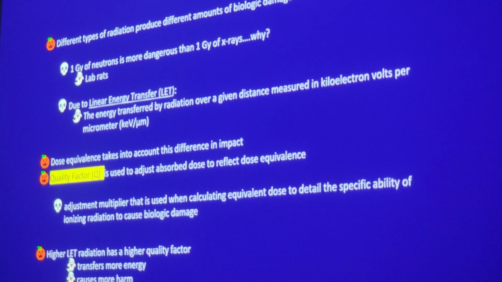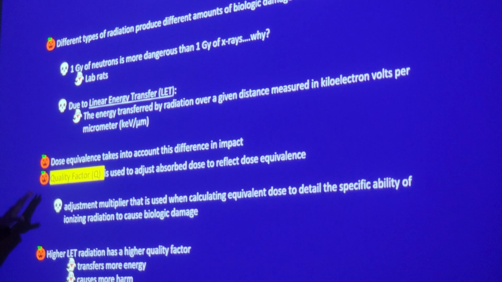Because different kinds of radiation deliver different amounts of energy. So the energy that's transferred by the radiation over a given distance, that's called linear energy transfer. That is what affects how damaging it can be. Okay?